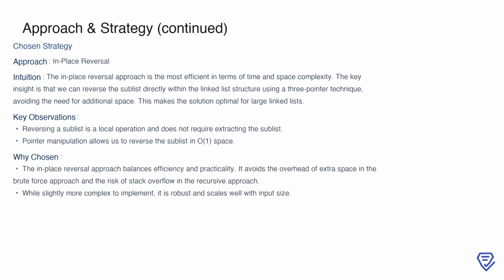Among the approaches considered, the in-place reversal method stands out as the most efficient in terms of both time and space complexity. The core idea is to reverse the sublist directly within the linked list, leveraging a three-pointer technique to manage the reversal process. This eliminates the need for additional storage, making the solution well-suited for large linked lists.